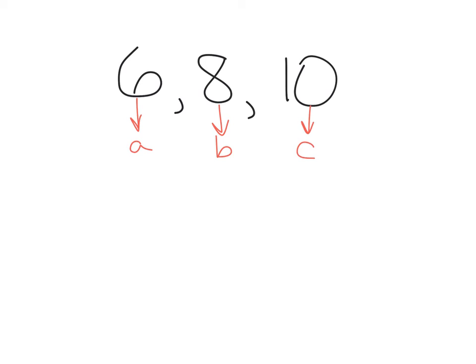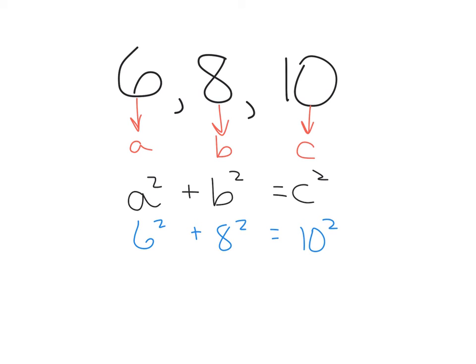So what's next? You got it, the Pythagorean theorem: a squared plus b squared equals c squared. So we have 6 squared plus 8 squared equals 10 squared. It's just substitution. So what is 6 squared? It's 36. What is 8 squared? It's 64. What is 10 squared? It's 100. So we're going to add 36 and 64 together, and that's 100.